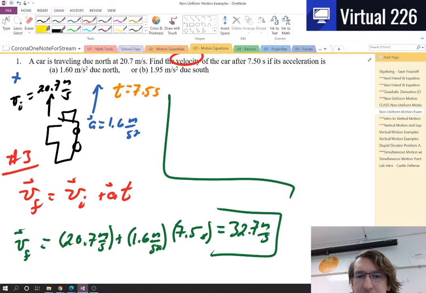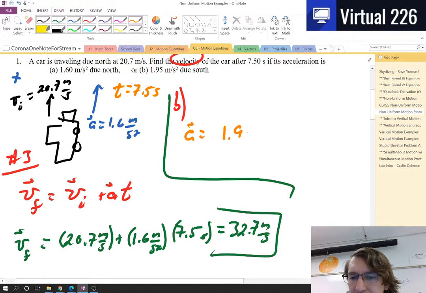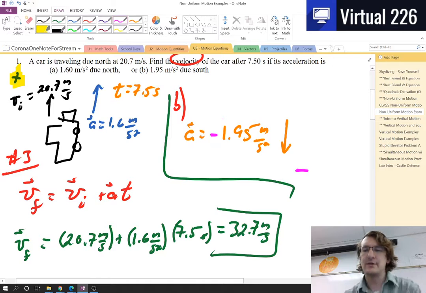Now, if we take a look at part B, it's a very similar problem, but our acceleration has changed here. We're no longer accelerating to the north. Our acceleration is equal to 1.95 meters per second squared south. And since we called north our positive direction before, this implies that south is the negative direction, so we're going to have to throw in a negative in front of this.